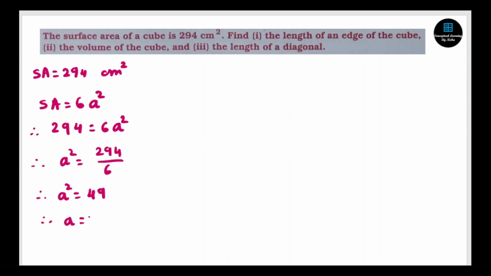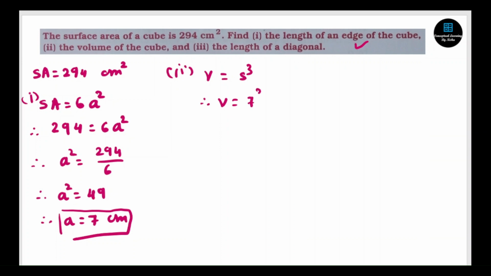So a equals 7. We have to consider the positive square root. So I get the side length of the cube. So this is our first answer. Now the second, we have to find the volume. Now volume is equal to side cube. So we'll get volume equals 7 cube. Now 7 cube is 343, right? So you'll get 343 centimeter cube. So we got the second answer as well.